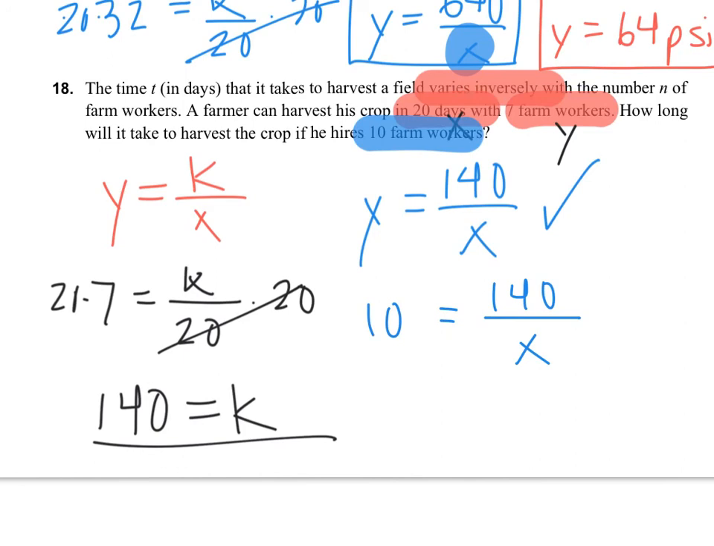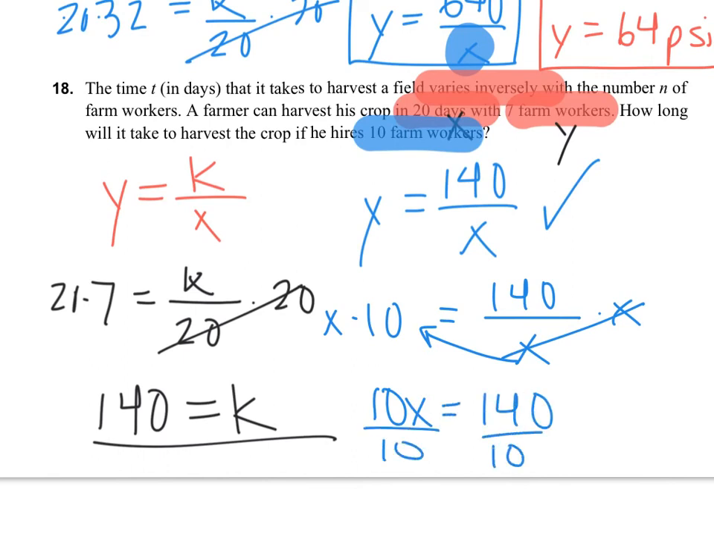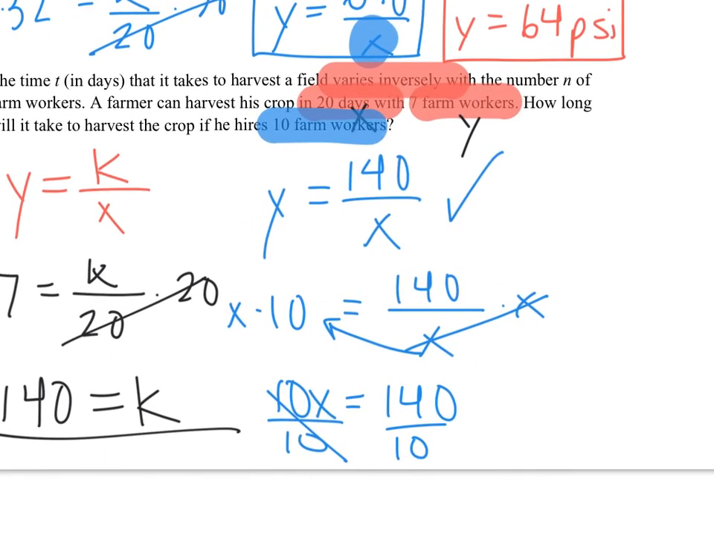Now this is a little tricky because we have them on opposite sides here. So what ends up happening is I actually need to move the x over here by multiplying by x and multiplying by x. So get rid of the denominator, giving me 10x equals 140. Then simply divide by 10. x therefore is 14 days, because it said how long.